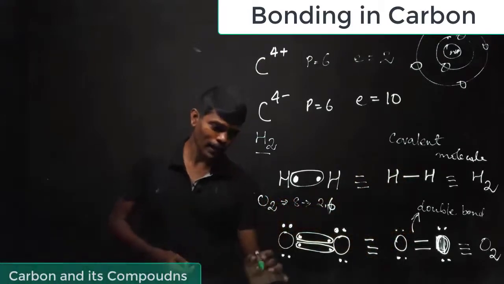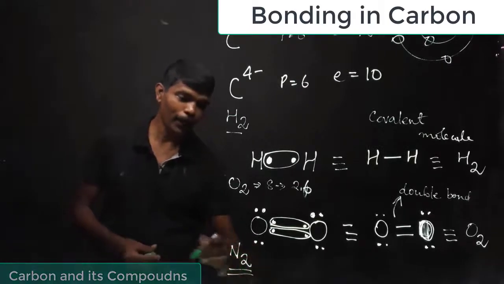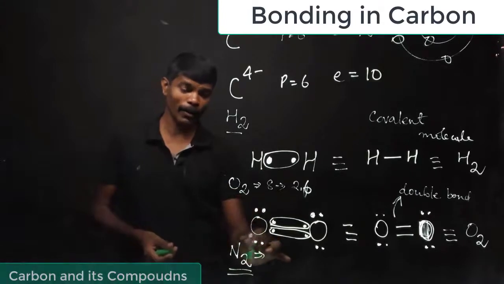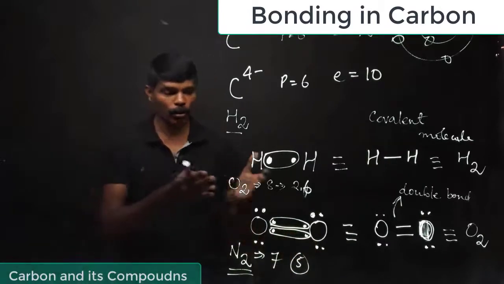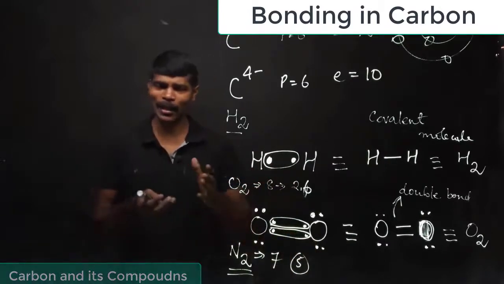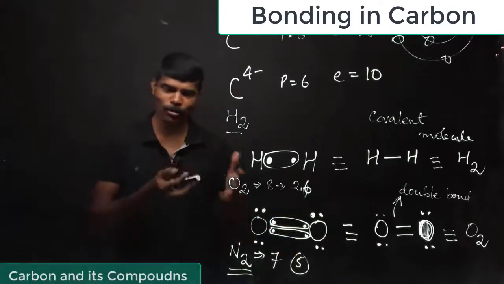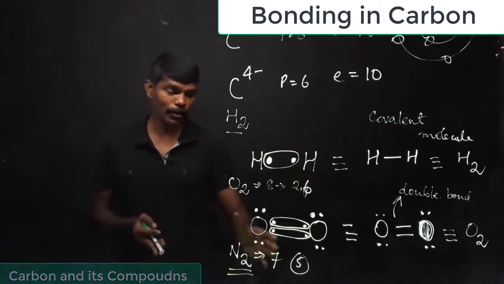Now as a practice question I give you nitrogen. Try to find out the structure. We know that the atomic number of nitrogen is 7, so the outermost shell will have 5 electrons. Let me know this answer in the comment section. Still, if you find it difficult to draw the structure of nitrogen, then you can also mention it in the comment section, so that I'll provide the answer for this question.